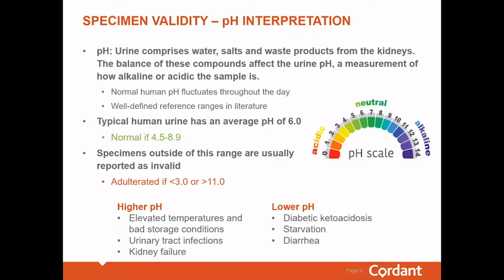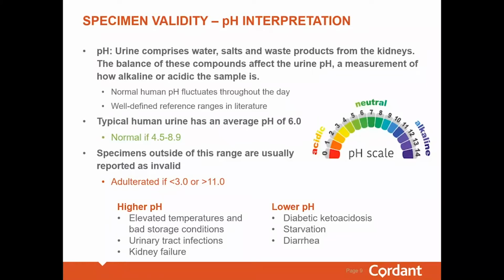Typical human urine pH has an average of about 6, with the normal range being between 4.5 and 8.9. Specimens outside this range, either below or above, are considered adulterated or invalid, indicating tampering. There are, however, some scenarios that could increase or decrease a sample's pH.